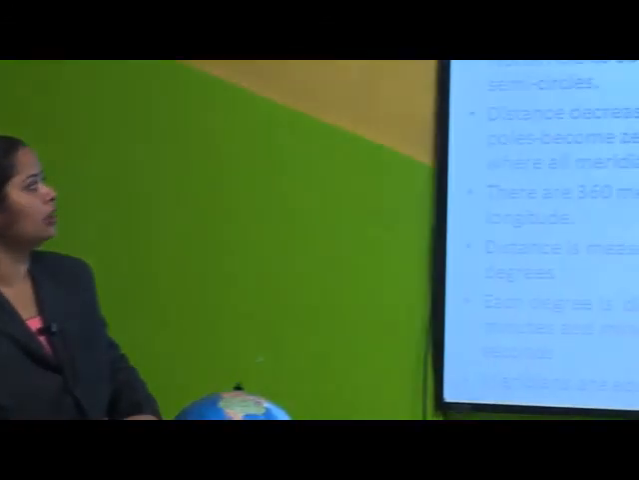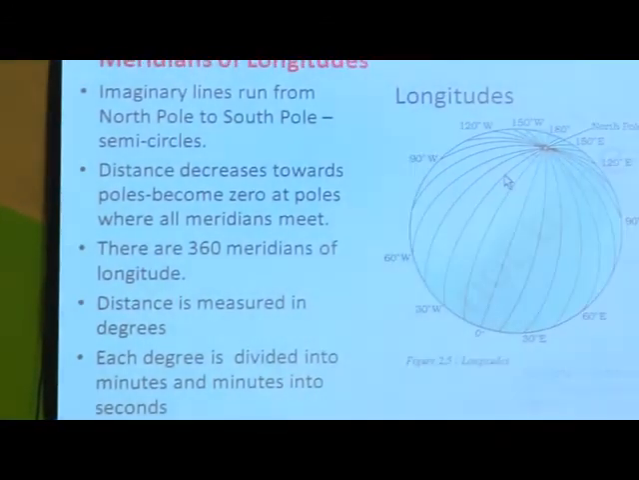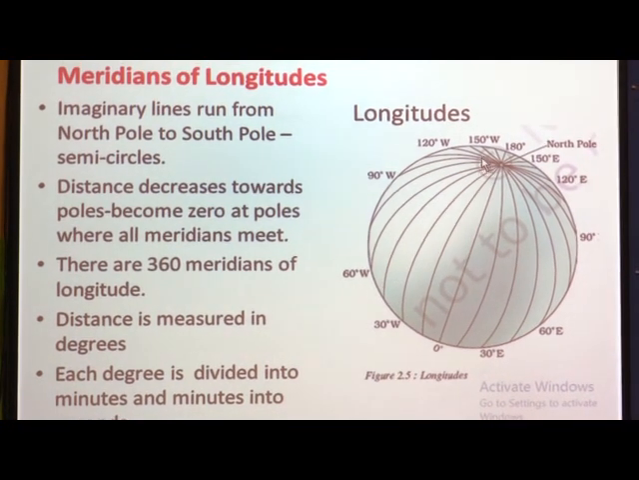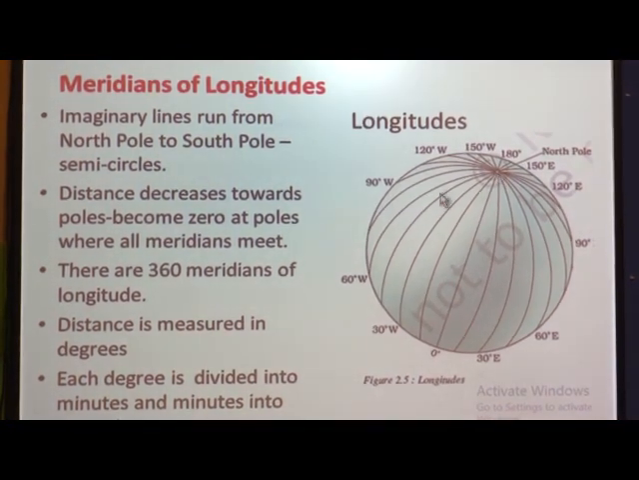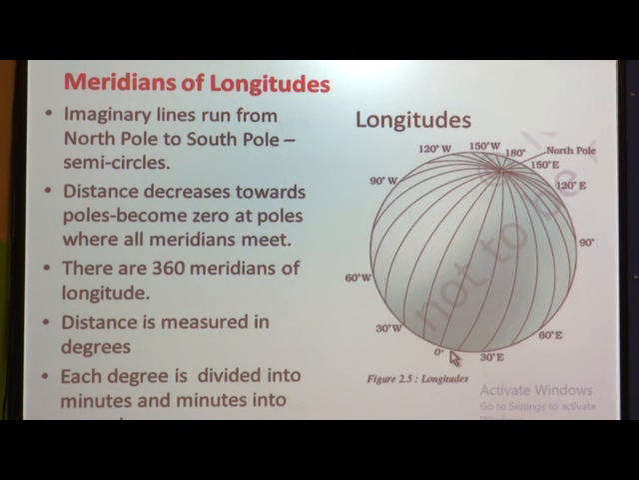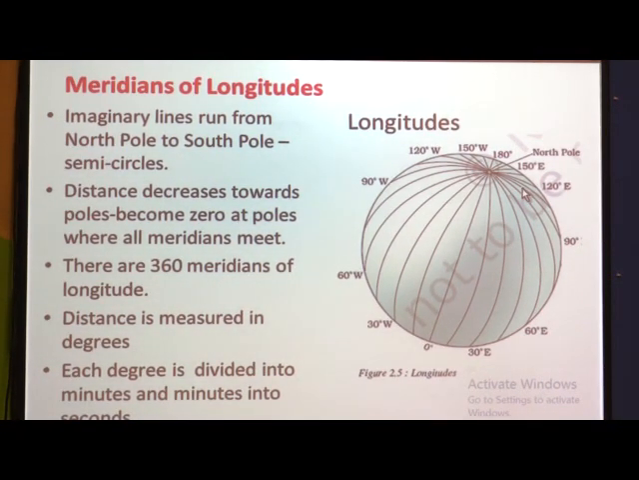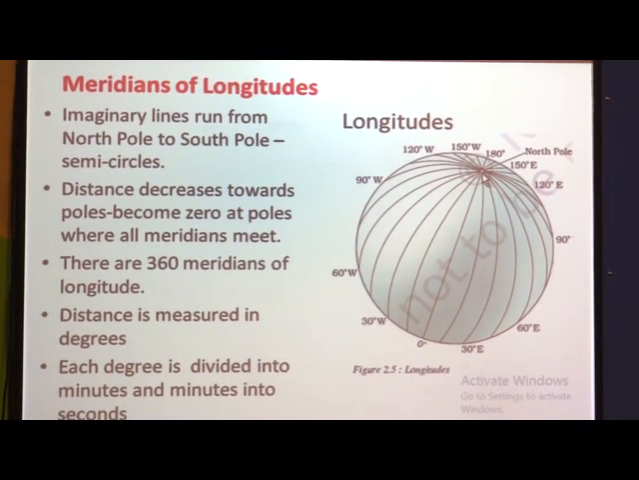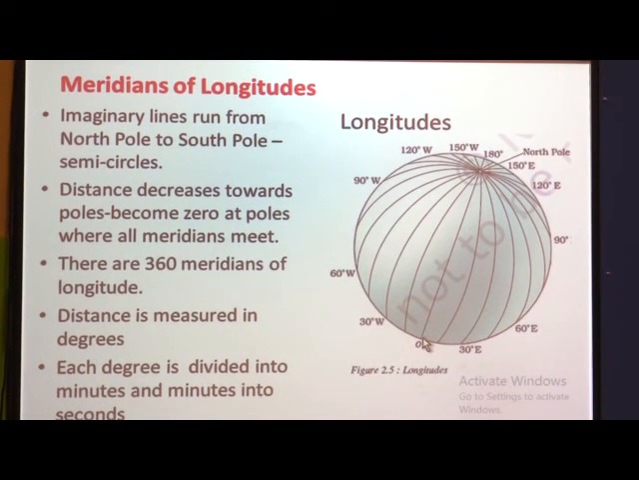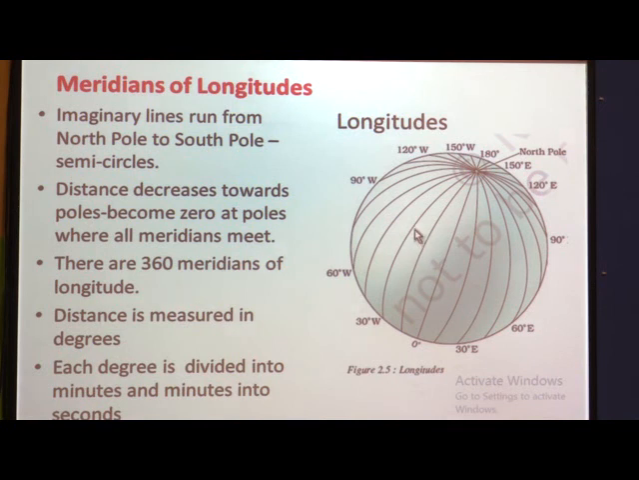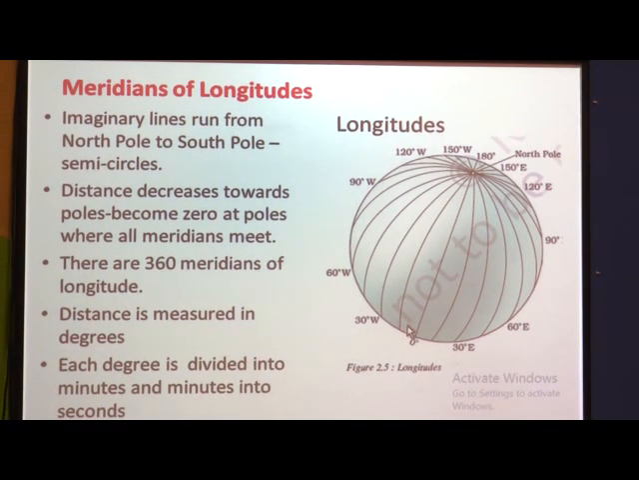See children, these lines you can see are imaginary lines. These lines run from the North Pole to the South Pole. So all these imaginary lines that run from North Pole to South Pole are called longitudes, and they are semicircles.